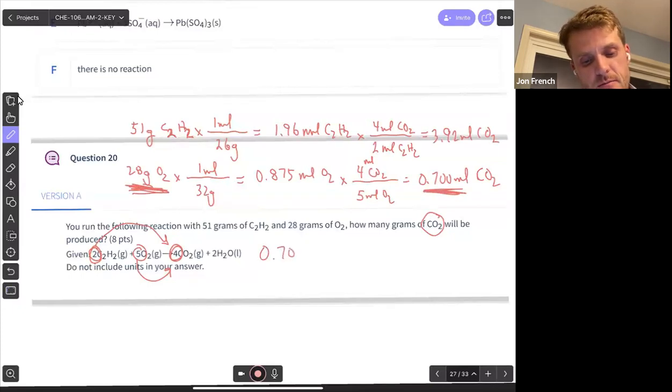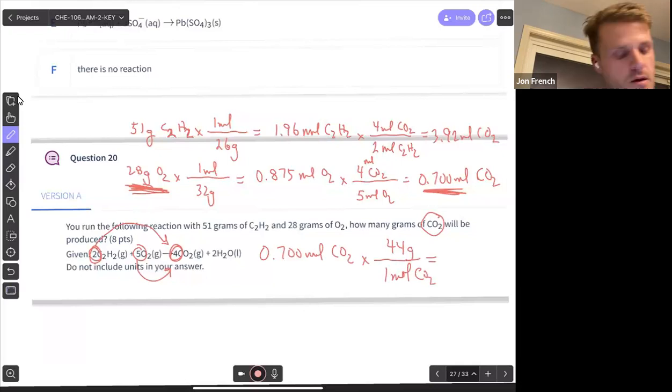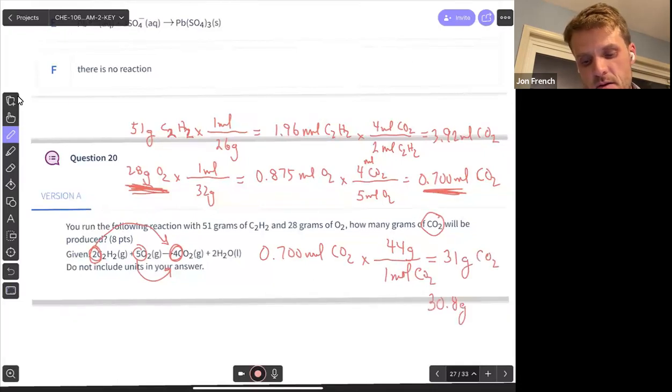So 0.7 moles of carbon dioxide. I know for every 1 mole of carbon dioxide, look up the molar mass, it's 44 grams per mole. So 0.7 times 44, right? We're going to make something like 31 grams of CO2. I get 30.8 grams. So I'd round that up to 31 grams for question 20.